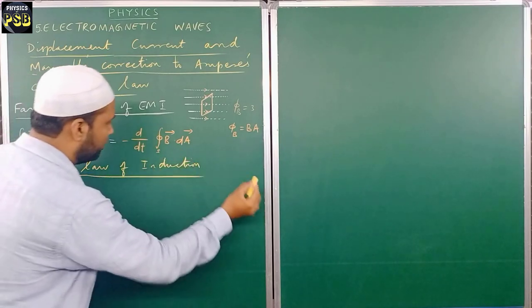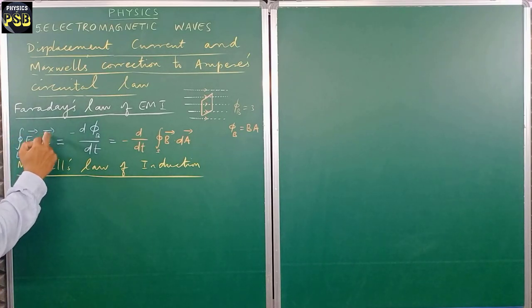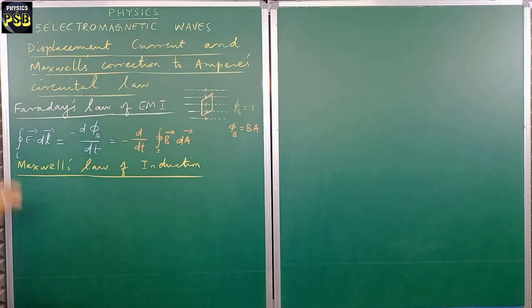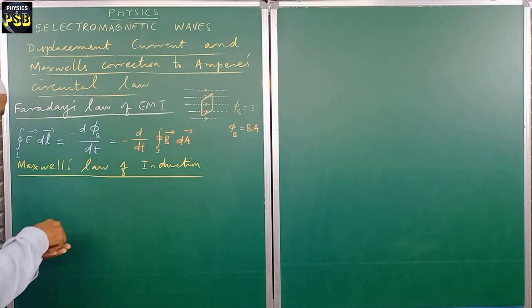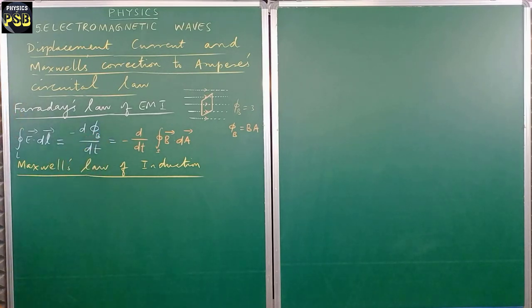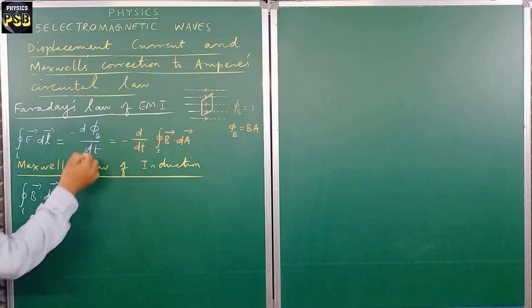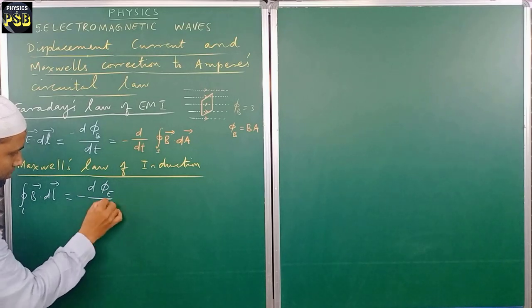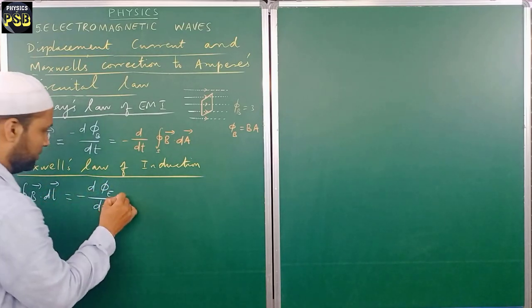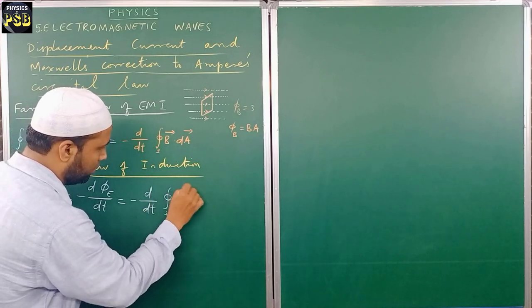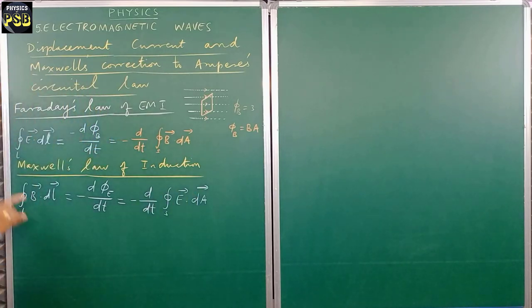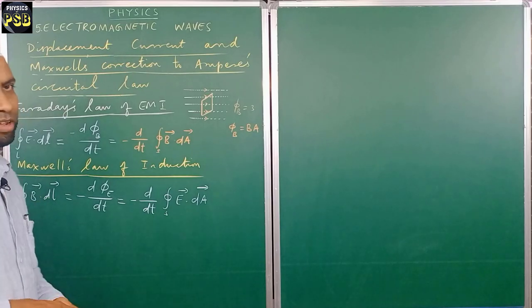Maxwell's law of induction is mathematically written as, remember this, it is too easy to get the mathematical expression of Maxwell's law. If you know Faraday's law of electromagnetic induction, what you need to do is just replace E with B and B with E. That's it. Wherever you come across B, it has to be replaced with E, and wherever you see E, it has to be replaced with B. You see? E is replaced with B. It's here, B is replaced with E. So this shows the rate of change of electric flux. Here I follow the same thing: in place of B, I write E. That's it. So this is the mathematical form of Maxwell's law of induction.